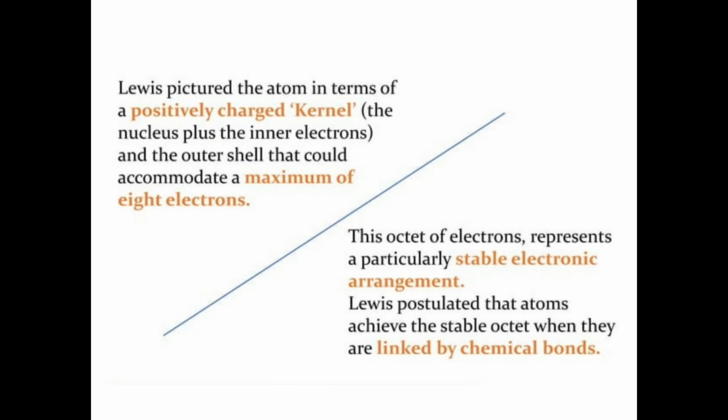This octet of electrons represents a particularly stable electronic arrangement. According to Lewis, the atoms achieve the stable octet when they are linked by chemical bonds.